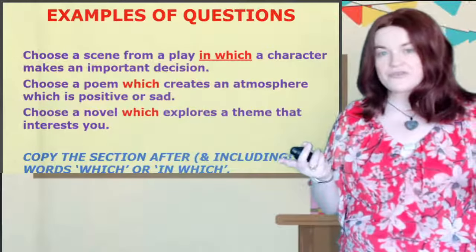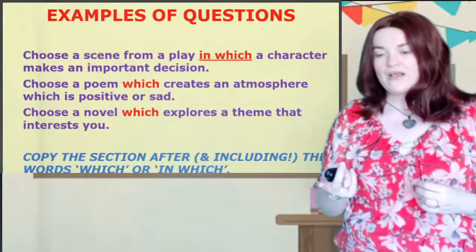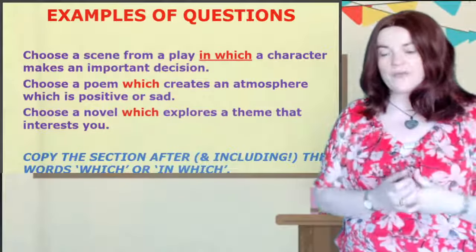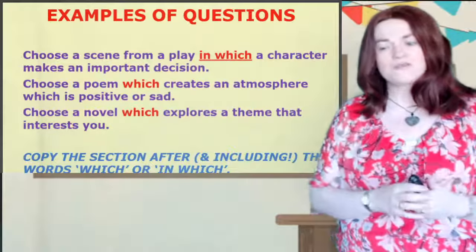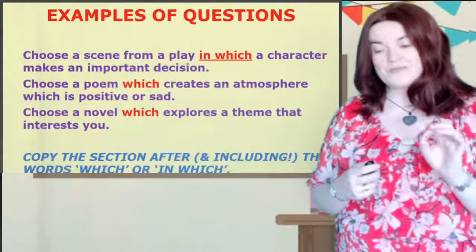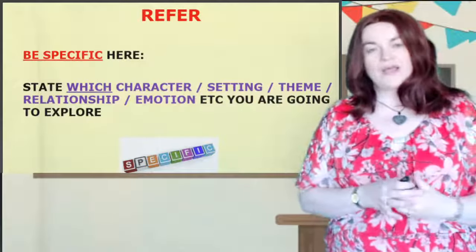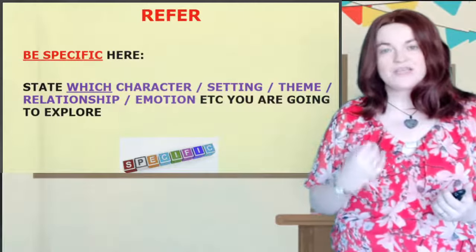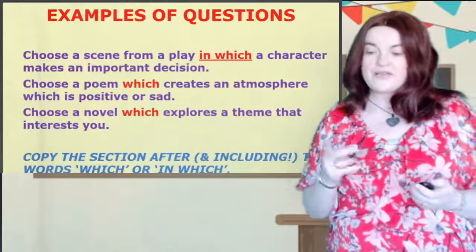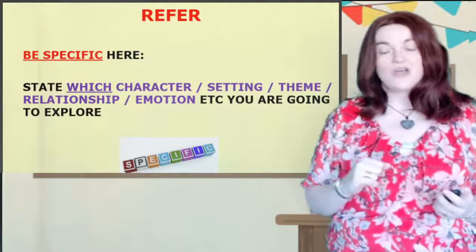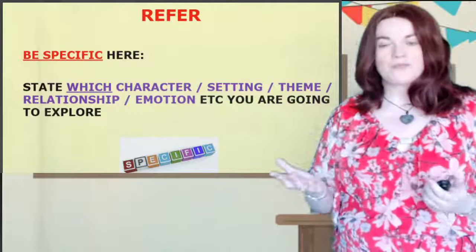If there's a choice though of 3 or 4 things, then you pick one. You wouldn't write the poem Dulce et Decorum Est creates a positive or sad atmosphere. You would pick one. That's what the word or means. So be specific, which one are you doing here? Also, if it's a character question, tell me which character it is. So if that was the question, the character makes an important decision, you would say the character of, makes an important decision, right?